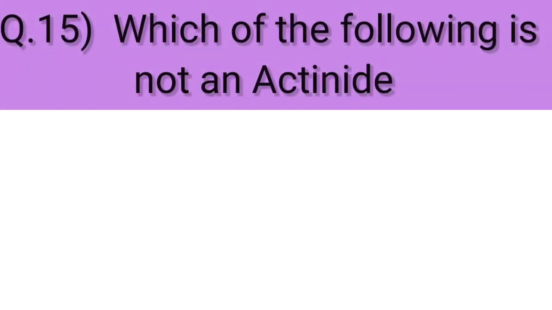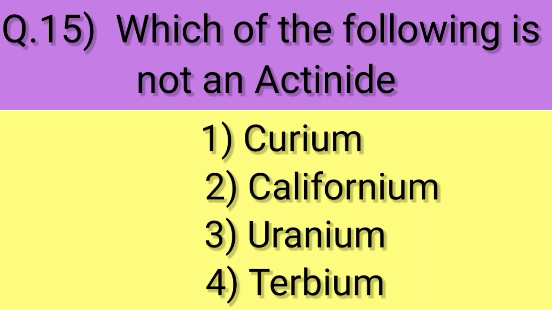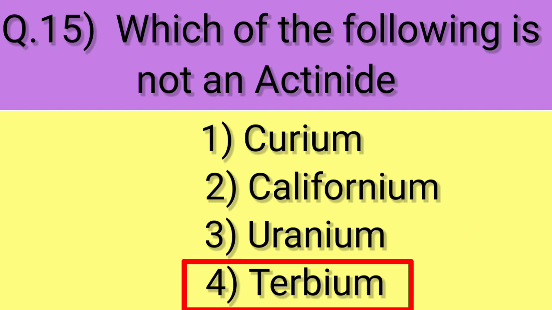The 15th question, we're almost there, come on. Which of the following is not an actinide? We know there are two series, lanthanide and actinide. Is it curium, californium, uranium, or terbium? The correct option is option number 4, terbium. Terbium is not an actinide.